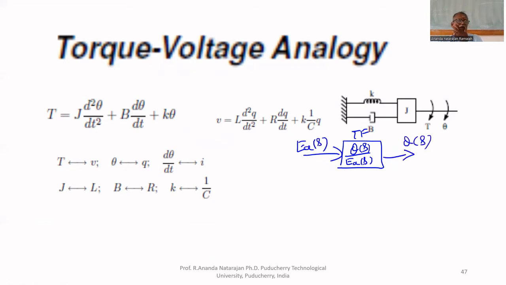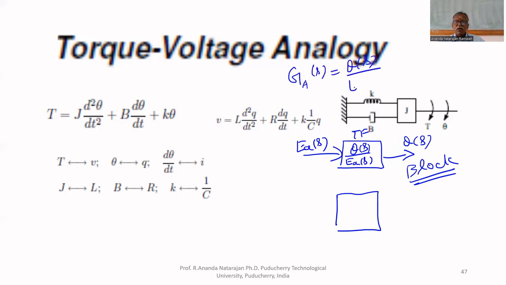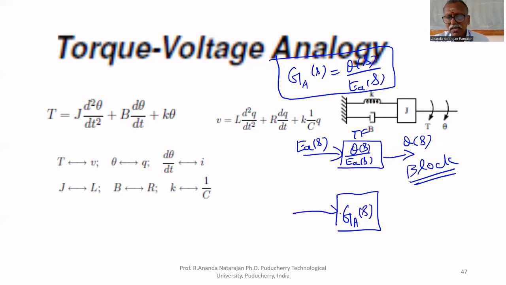This representation is called block diagram, not black, block diagram. We can represent like this. We have put a box. The transfer function can be called as GA of S equal to theta of S upon EA of S. We can call the transfer function as GA, where A is for armature controlled DC motor. So in the block diagram, we can write GA of S simply. The input is EA of S and the output is theta of S. We can put like this.